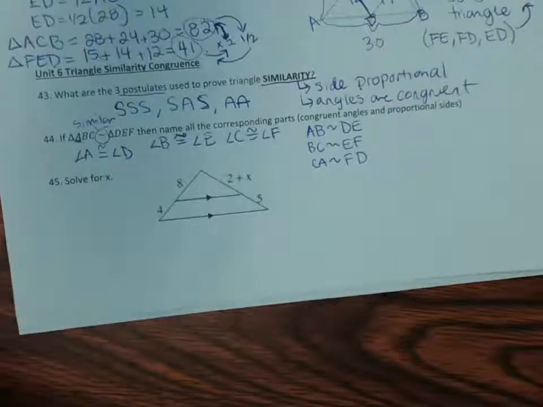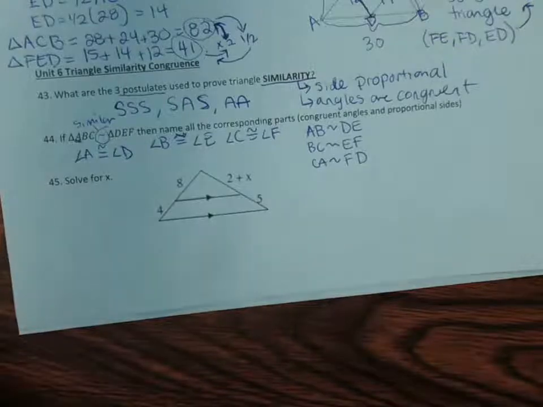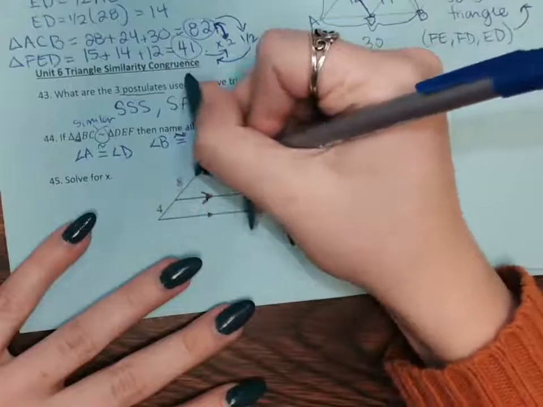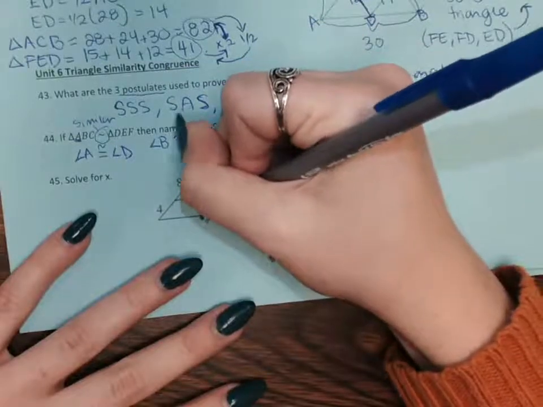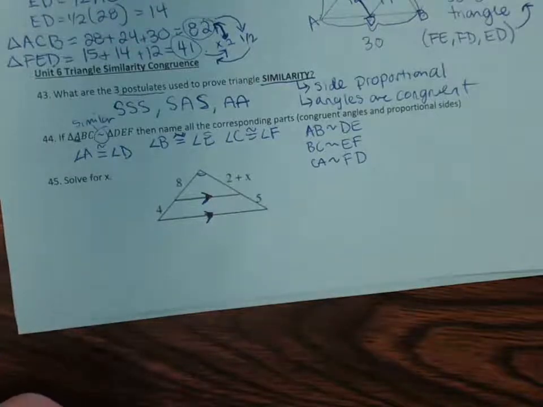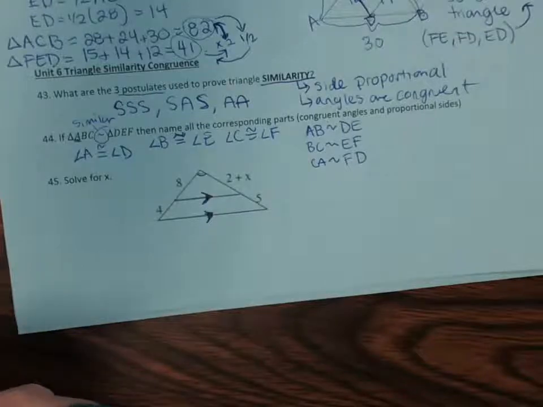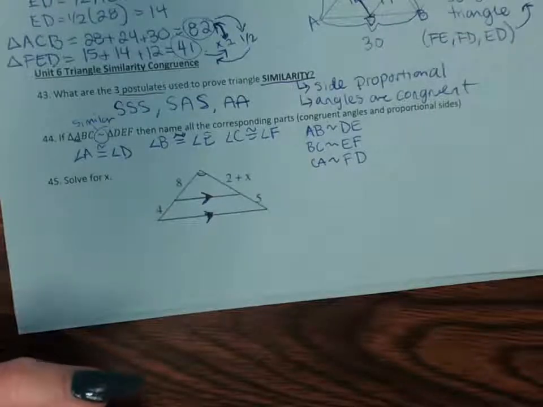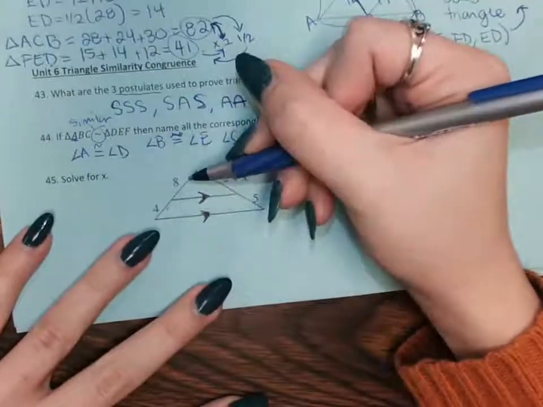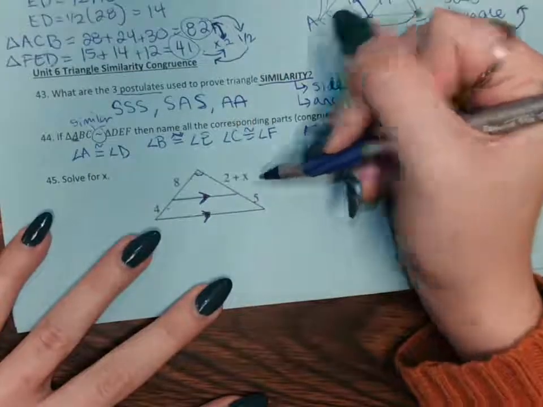Okay, so this one says solve for x. So we know that these triangles are similar because they share this angle and I have these parallel lines. Okay, so we can actually set up a proportion to solve for x. So there's 2 ways we could look at this. We could look at it like this. We could say whatever I'm multiplying this side by to get this side is going to be the same for this side. So let's go ahead and do that.